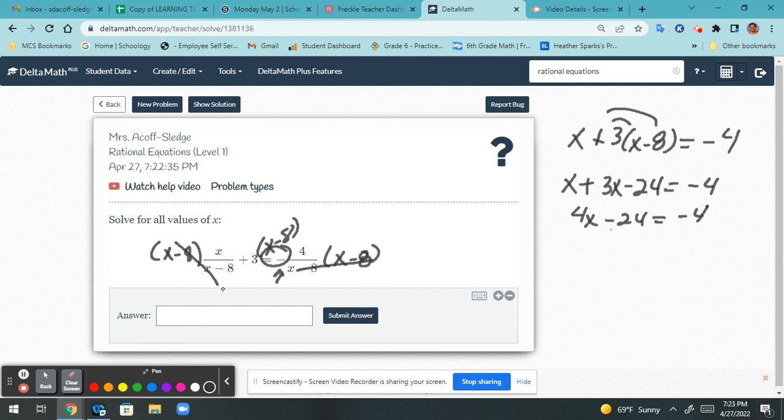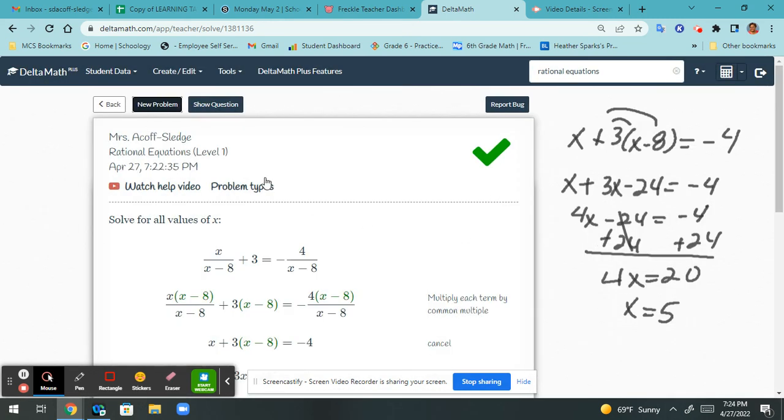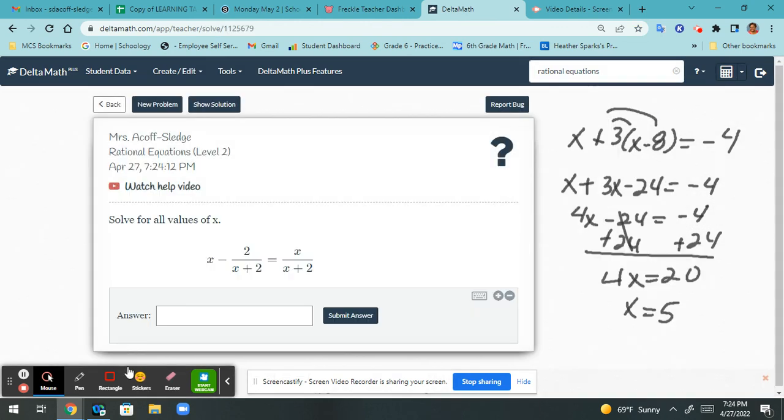And then I'm going to add 24 to each side. 4x equals negative 4 plus 24 is 20. And I divide both sides by 4. X is equal to 5. So it's not extraneous because it's not a positive 8. Okay. So that's level 1. Let's go to level 2.